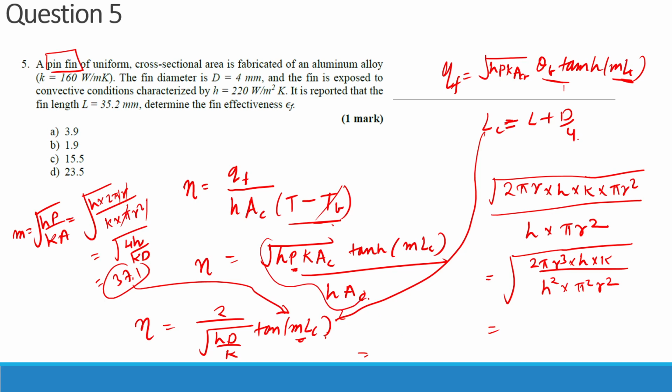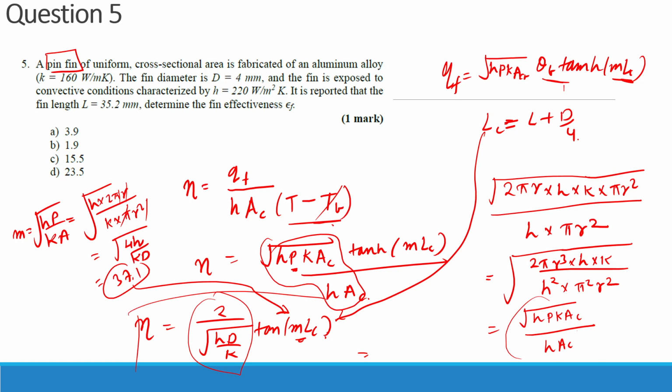So I have to just prove that this ratio should be equal to this ratio, that is under root of h P k A_c upon h A_c. You can try solving this, but ultimately the effectiveness, you can just put all those values in this equation and it should come around 23.5. This should be the fin effectiveness.